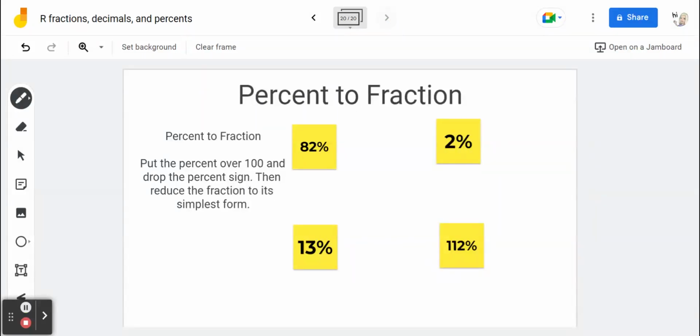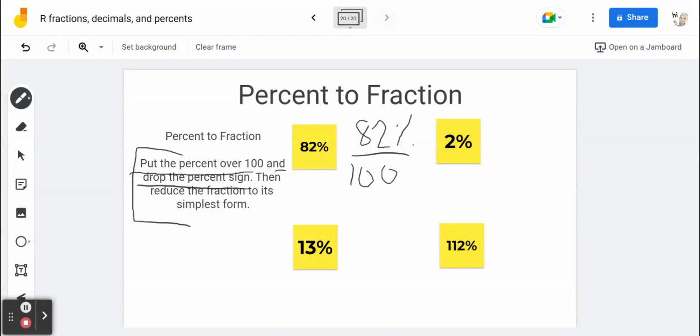All right. The second thing you missed was changing a percent to a fraction. This is by far the easiest conversion that we learn about from percents, fractions, and decimals. So the rule of thumb here is to put that percent over 100 and drop the percent sign. Then if it's asked, you're going to go ahead and reduce the fraction to its simplest form. So first thing we do, put the percent over 100. So we have 82% over 100.